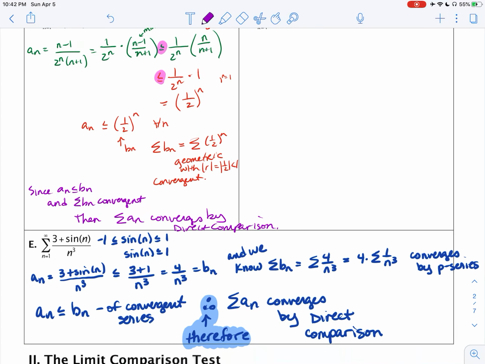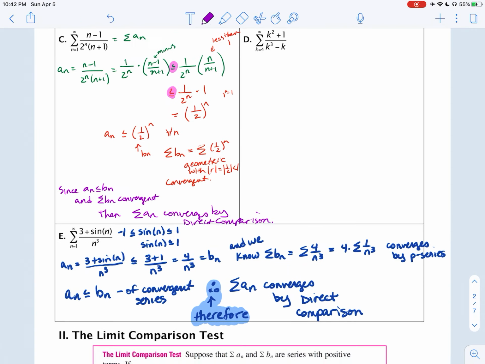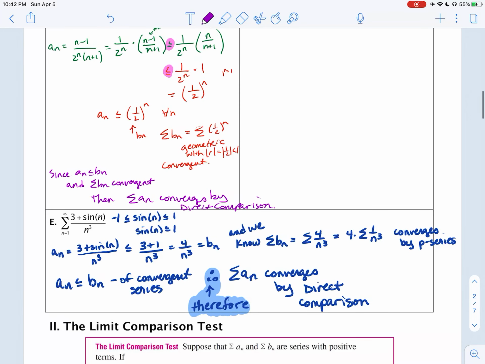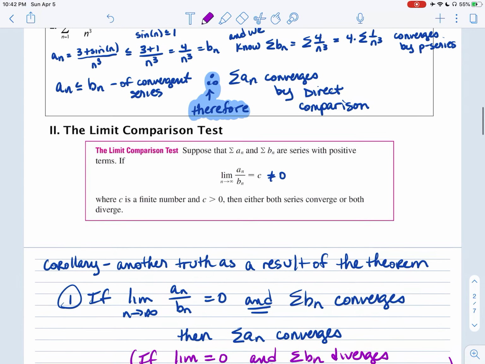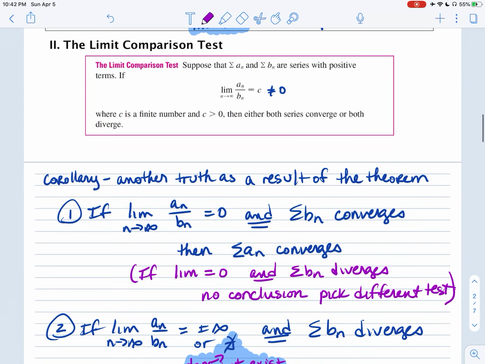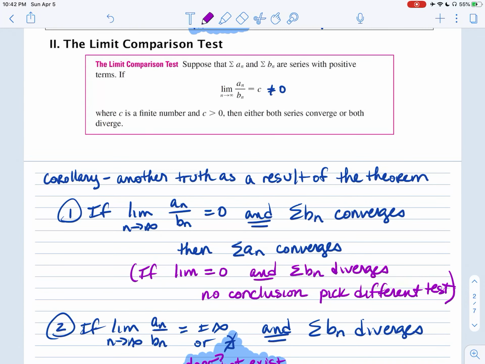Good. All right. So I will skip through this here and you can take a look at this calculation. Please do, and maybe we will hold off on doing part D for the office hours because I want to move forward with the limit comparison test and go over that one.